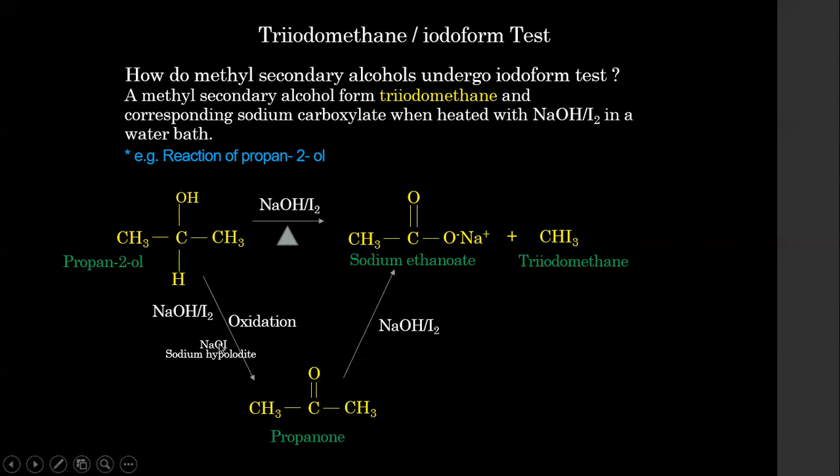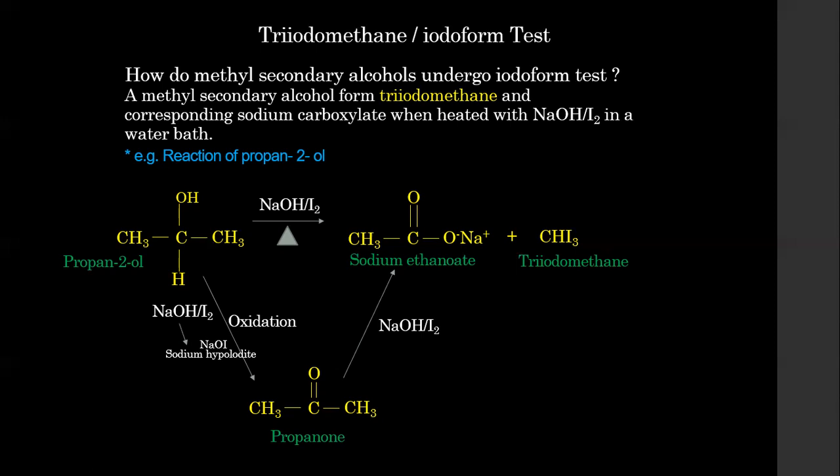Now this NaOI oxidizing agent is produced within the system. No one is going to add it into the system. We have sodium hydroxide and iodine. They react, producing this oxidizing agent during the reaction. So this is how secondary methyl alcohols undergo the iodoform test.